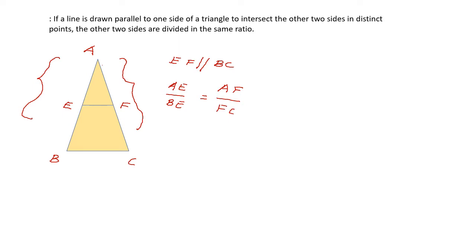When you take the ratio, the upper part should be together. AE is on the top, then on the other side also, the top portion, that is AF, should be above the line. It should be the numerator. Then EB and FC should be the denominator, or else you can write it the other way: BE by AE should be equal to FC by AF. You can write it both ways. This is what is basic proportionality theorem, BPT. The two sides are divided in the same ratio.